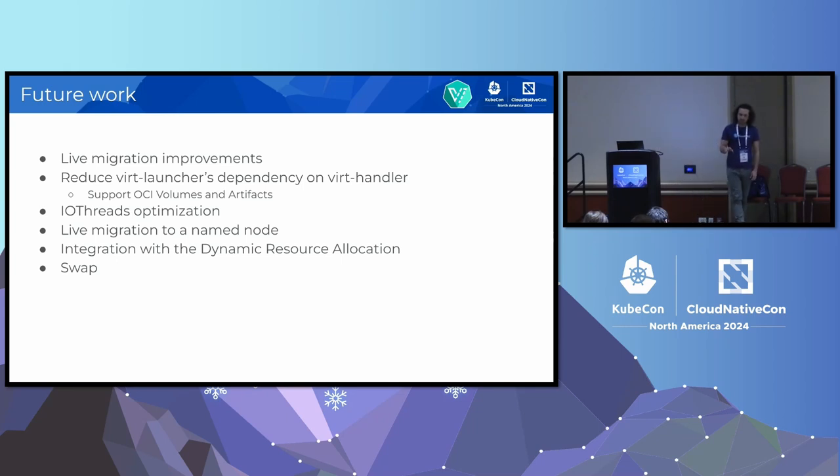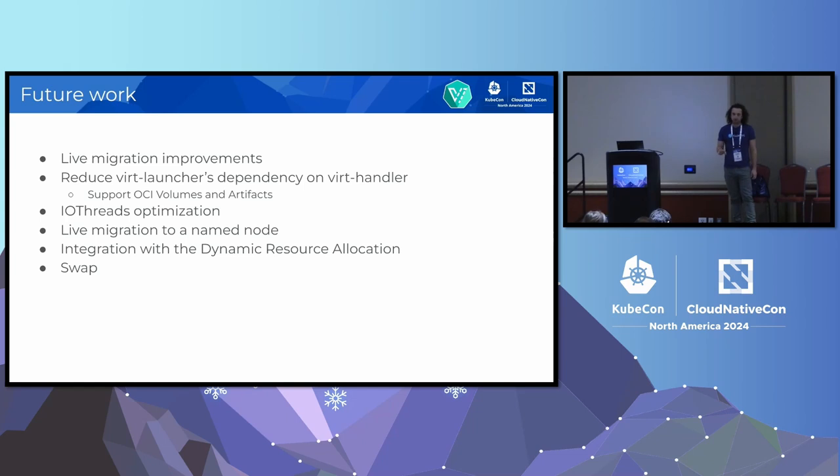This year, there was some IO thread optimization work that has been done in QEMU and LibVirt, and we intend to incorporate those into KubeVirt this year. A feature that is going to land soon will allow our cluster administrators to migrate workloads to specific nodes. This is something that wasn't permitted previously, and now it's going to land soon.